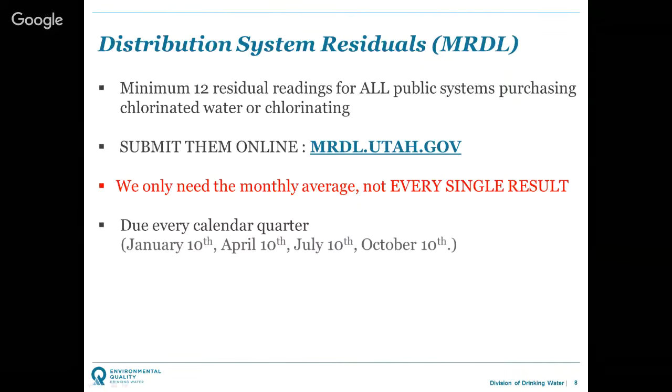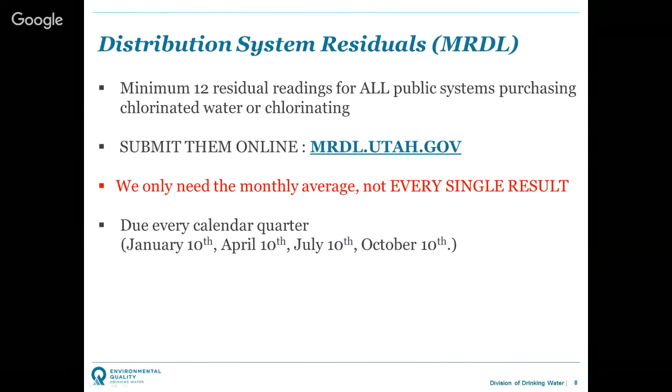They're due every calendar quarter, so these are the dates that we check them. This broadcast is being recorded in the beginning of July, so as soon as July 10th close of business hits, we are going to start checking for water systems that sampled and submitted their chlorine residuals between April 1 and June 30th. So we have about 10 days from the end of each quarter to collect the data.